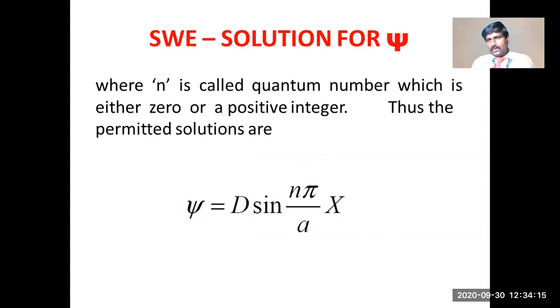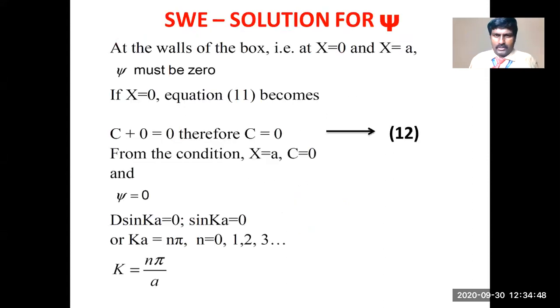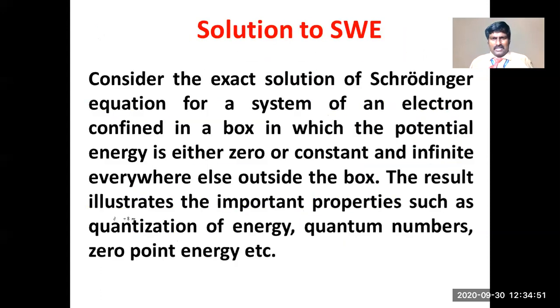At this point, the solution for the wave function is square root of 2 by a into sine n pi by a into x. The n is the principal quantum number here, and we will see other things maybe in the next lecture. Okay, so now we have solved the Schrodinger wave equation, and we have calculated the energy and the solution for the wave function. Once again, since it is an important topic, definitely we will see it.